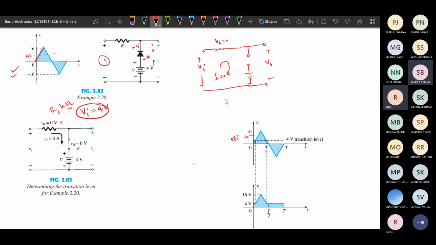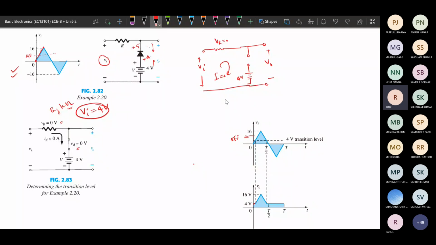Now there is no connection in between, so there is no role of this 4 volt supply voltage. The output is directly connected to the input now. So for the case when the diode is off, whatever input voltage is there, the same will appear at the output voltage.